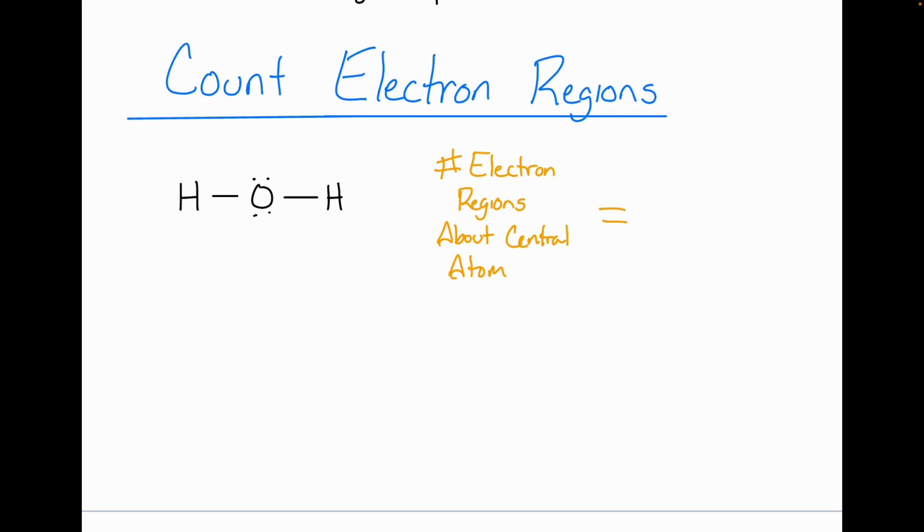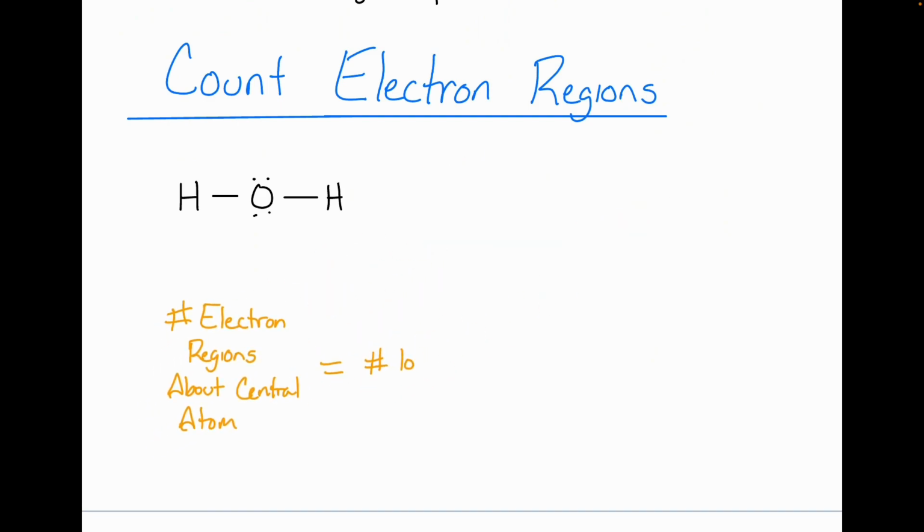The number of electron regions, we have to draw our Lewis structure first, right? So this is something that we interpret from our Lewis structure. It's going to be the number of lone pairs plus the number of covalent bonds. And importantly, this is of any order. So a single bond, a double bond, a triple bond, these are all considered just one electron region.